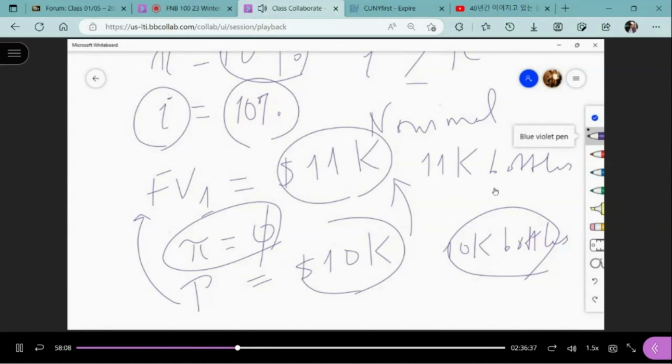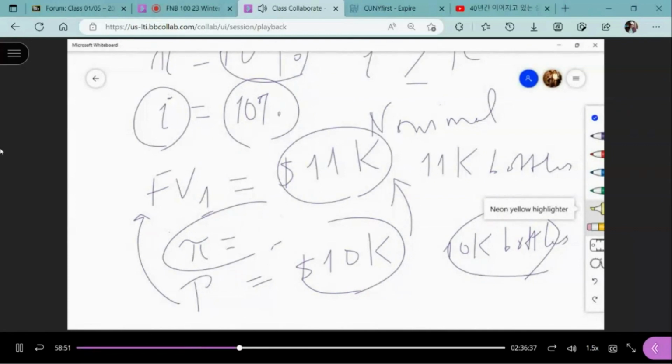In other words, the purchasing power of your money is still the same, because $1 can buy one bottle. But let's say inflation has been 10%.